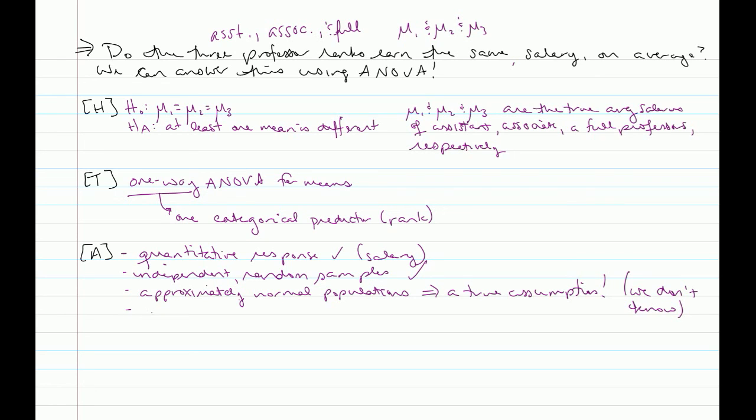And our final assumption is that we have equal population variances, because ANOVA pools those standard deviations of our groups to get a good estimate of this one overall variance in the population. So we need equal population standard deviations or equal population variances.